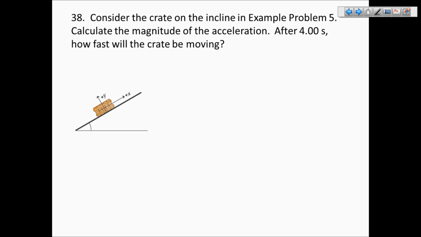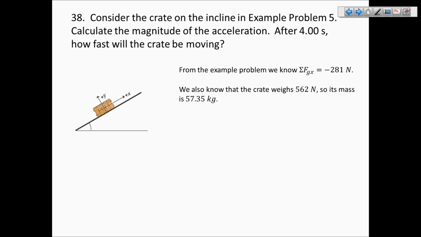Now here we see our crate from example problem 5. And from the example problem, we know that the sum of forces in the x direction equals negative 281 newtons. We don't need to do the work to find that. That's already in the example problem. So we're just going to use that number. We also know that the crate weighs 562 newtons. So that means that its mass is 57.35 kilograms. All I did was divide by 9.80.